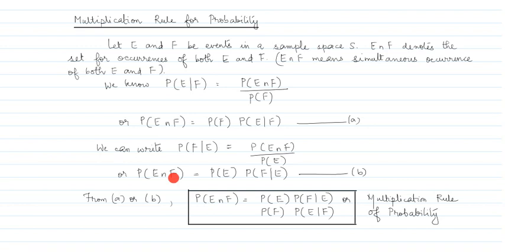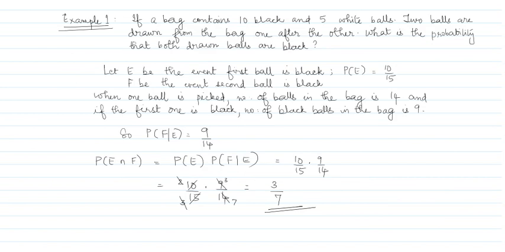Okay, so from A and B you can write that P of E intersection F can either be written as P of E times P of F given E has occurred, or the other way around, it is P of F times P of E given that F has occurred. Okay, this is called the multiplication rule of probability, which helps us evaluate the simultaneous occurrence of two events. Okay, so now we'll see an example for this.